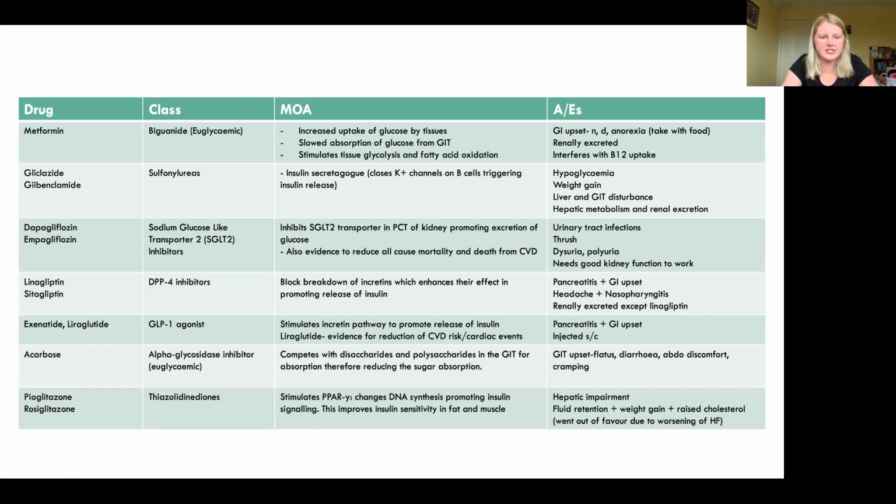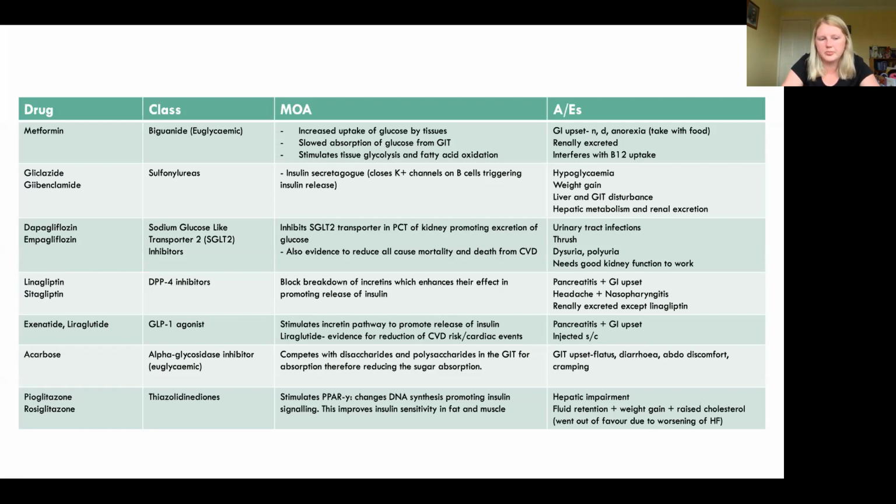And the last two are far less commonly used. So the first one is acarbose, which basically inhibits the absorption of disaccharides and polysaccharides from the gastrointestinal tract. And basically they just travel through the intestine instead. So for this reason, it can cause gastrointestinal upset and diarrhea and that sort of thing. And again, makes it less favourable.